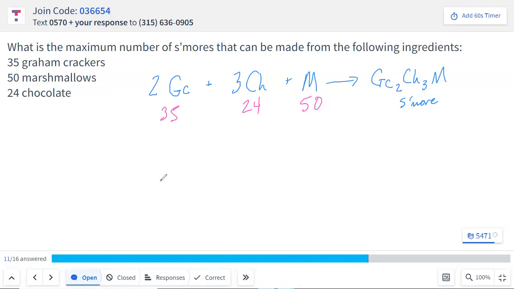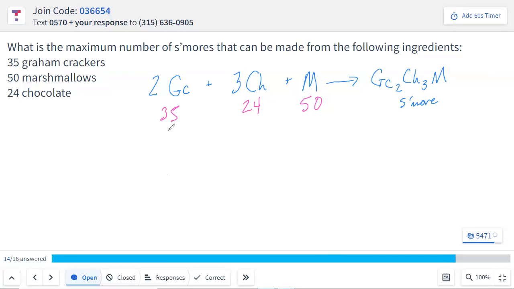Now, the correct answer to this problem is 8. How do I get to that correct answer? Well, the easiest way to go about it is to look at each one of those ingredients and figure out how many s'mores I can make with that if that was the only thing that I had to use.